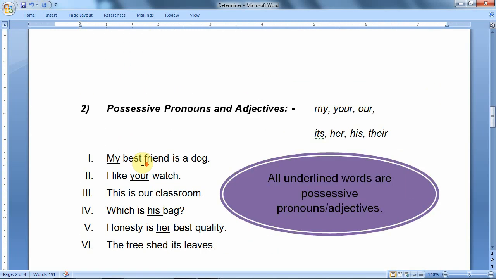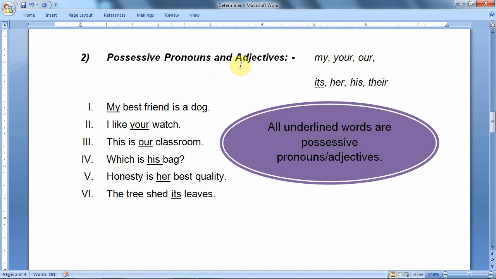Now we will go forward with possessive pronouns and adjectives. So what are the different possessive pronouns? We have already learned it. My, your, our, its, her, his, their. These are the possessive pronouns. Now we will see a few sentences where your doubts will be cleared. Here you will get these possessive pronouns and adjectives simultaneously.